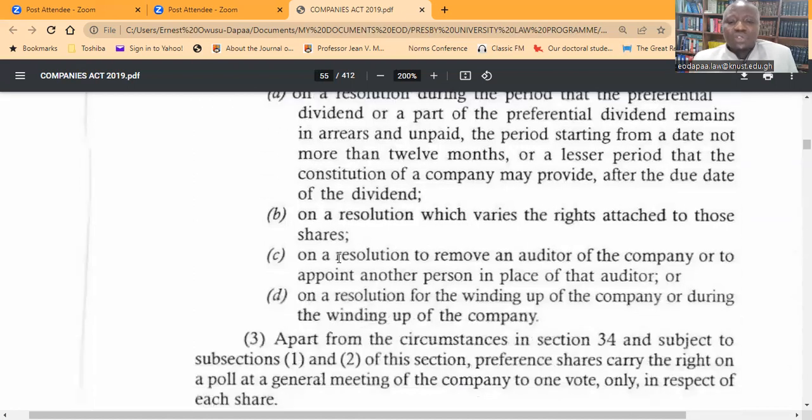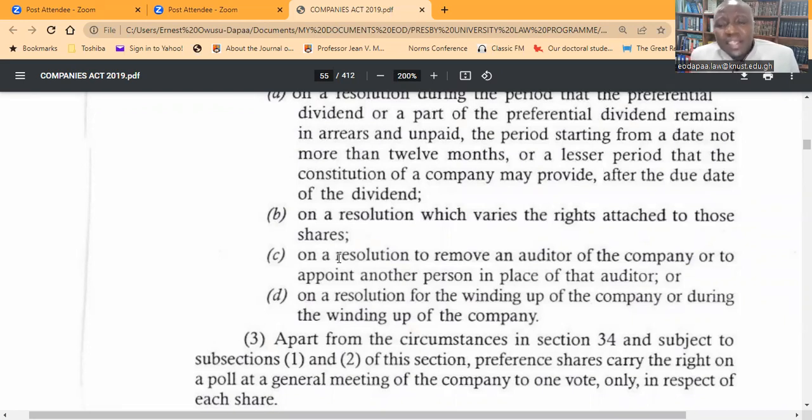And C, on a resolution to remove an auditor of the company or to appoint another person in place of that auditor. Of course, that also goes without saying, because as you know, the auditor of the company is very important. They oversee the books of accounts and various reports which are prepared by the directors and officers, and they provide a sort of quality assurance that the affairs of the company are being properly run, and that the company is healthy and can be a going concern. And if you have shares in the company, you don't really stand the risk of losing your investment.